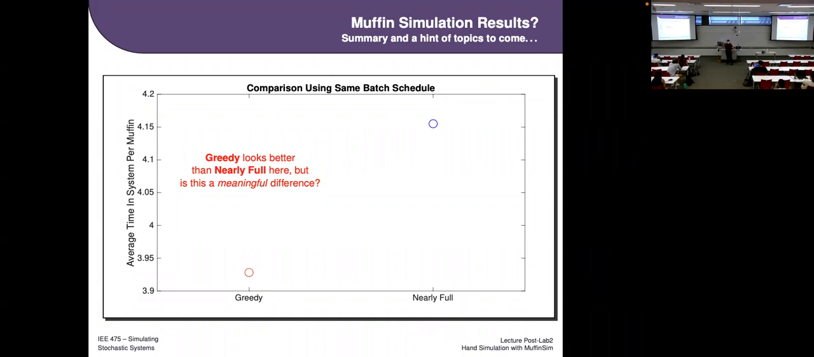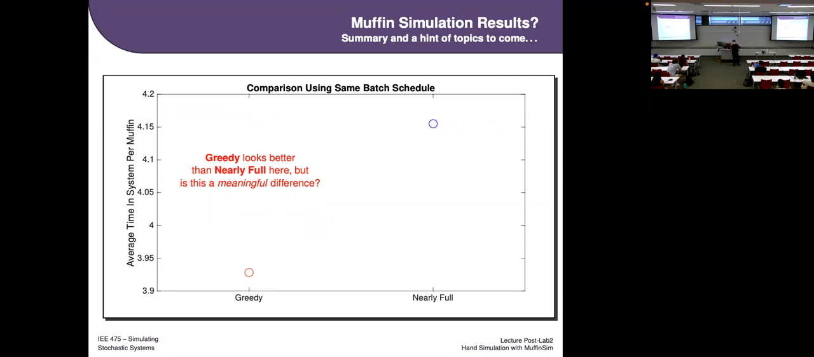So if you got a 0, and it may not be actually the 0, but if one of you out there, let's just pretend it's 0, did this, then what you should have found is that the greedy one had an average time in the system per muffin of, let's say, 3.92. But the nearly full policy produced an average time in the system of 4.18 or so.